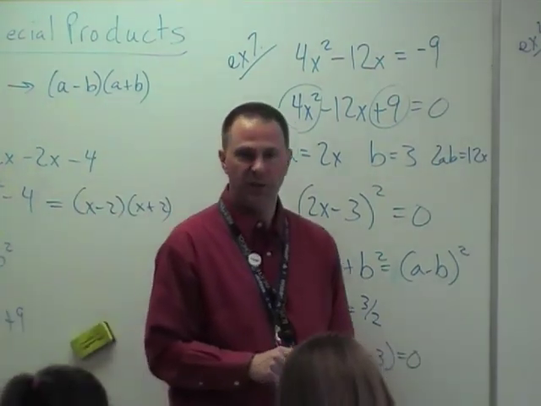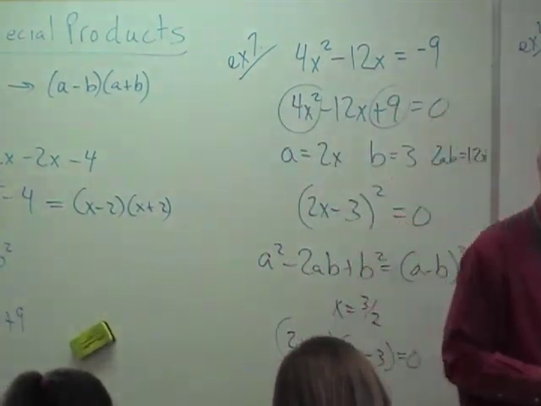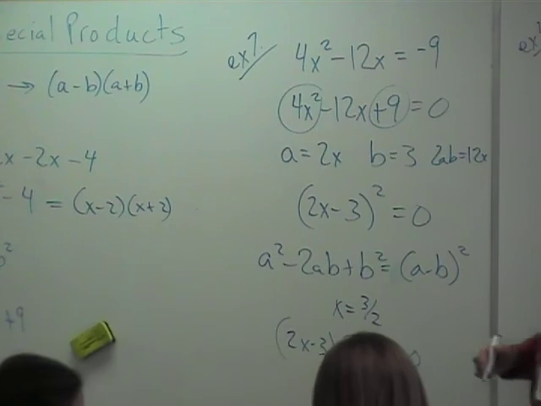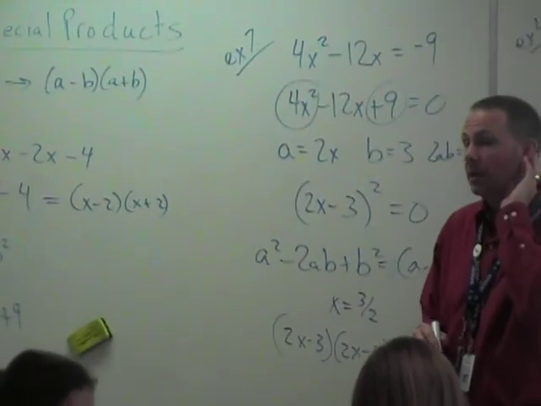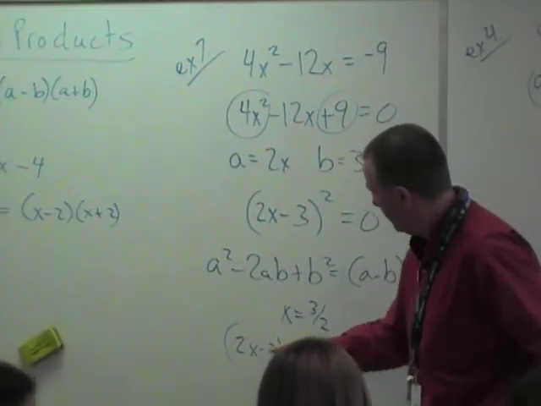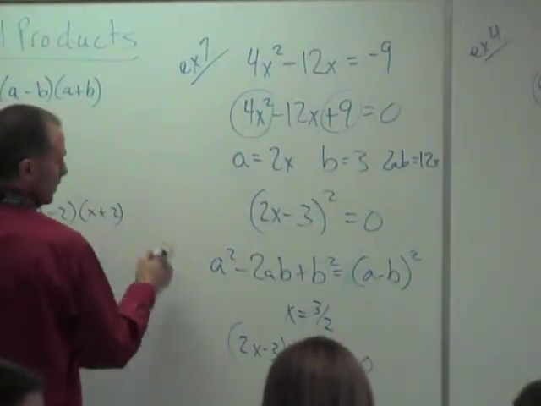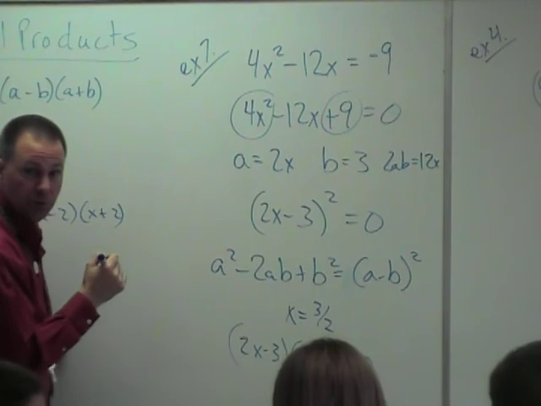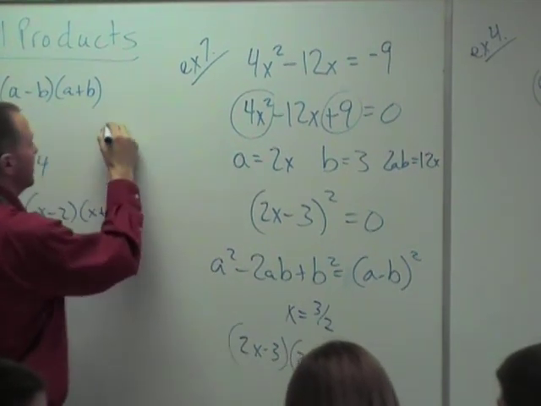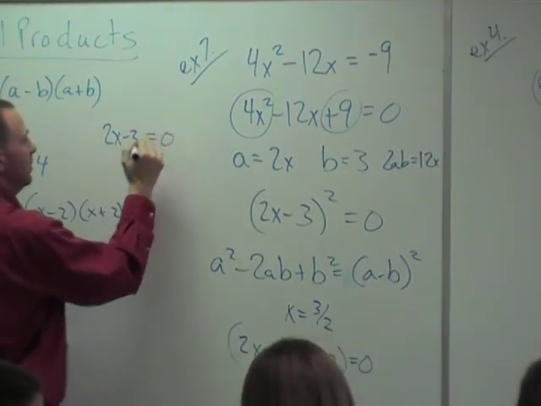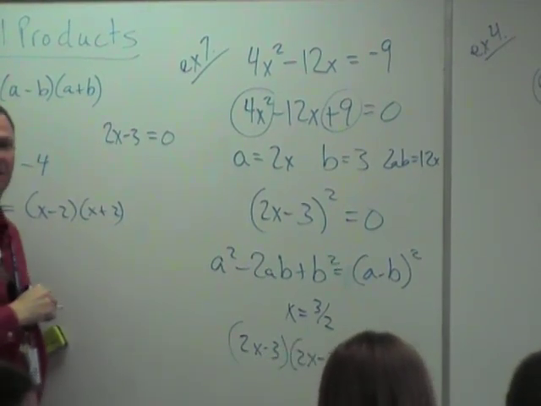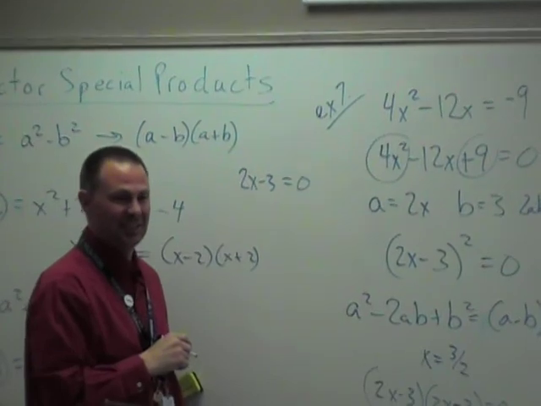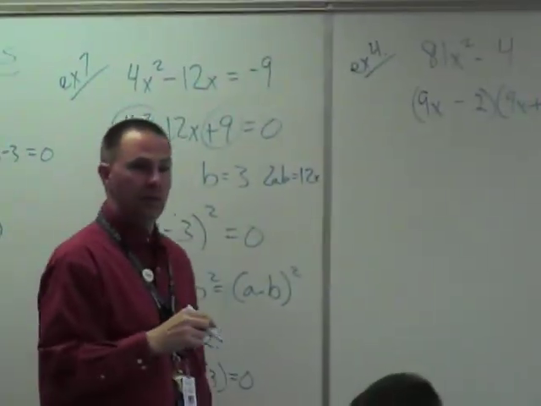Any questions? Why do you do 3 divided by 2? You understand the zero product rule? I take each individual parentheses and set it equal to 0. How do I solve this equation? Add 3, divided by 2. Yeah. Okay. No other questions?